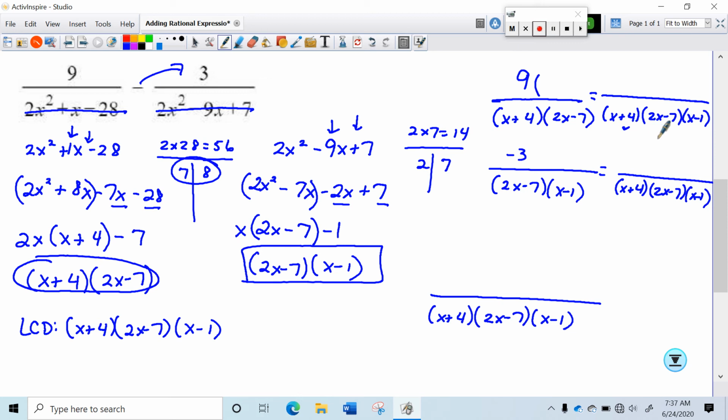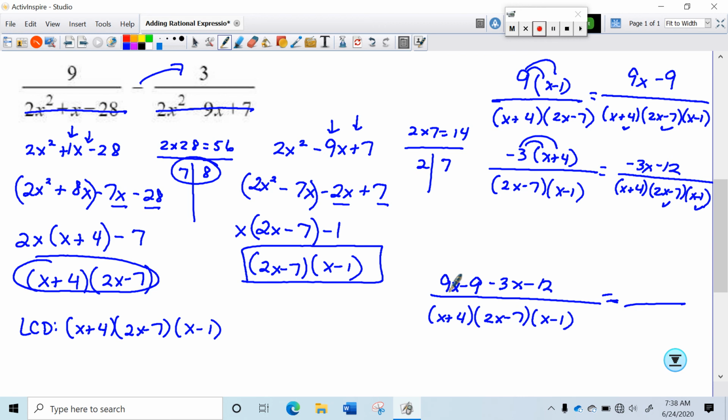Let's check it. 2x minus 7. I'm missing an x minus 1. 9x. 9 times negative 1 is negative 9. So that's a 9x minus 9 here. And this one, 2x minus 7 and x minus 1, I'm missing the x plus 4. So negative 3x minus 12. Okay, so 9x take away 3x is 6x. And negative 9 and a negative 12 is a negative 21.